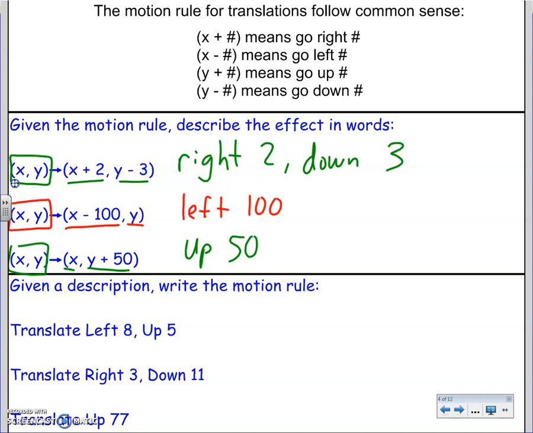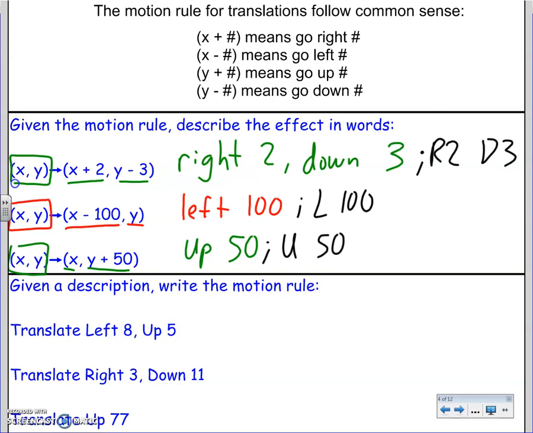Alright, and sometimes you can be lazy. Sometimes I'll just abbreviate. So like if I say right 2, down 3, you'll see me write R2, meaning right 2, D3, meaning down 3. Left 100 just means L100, and then up 50 just means U50. Same thing.